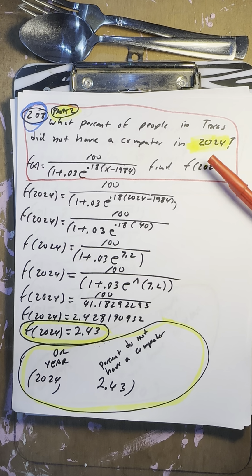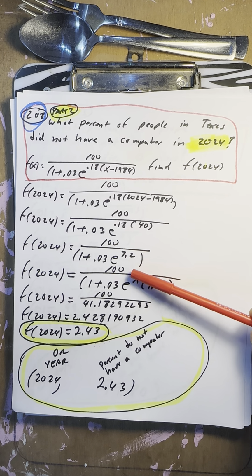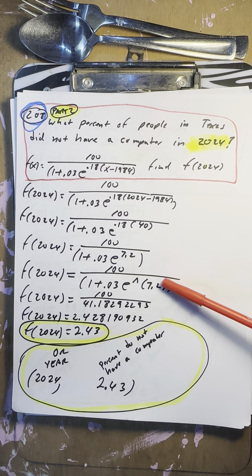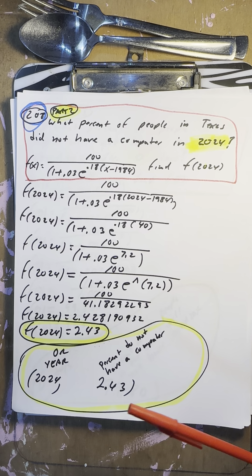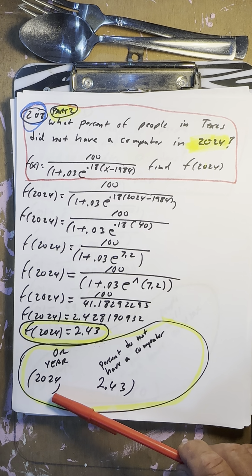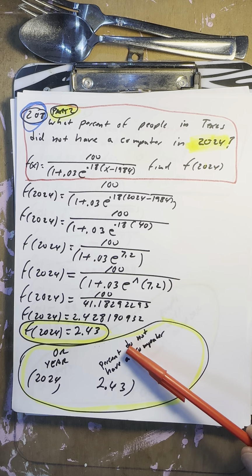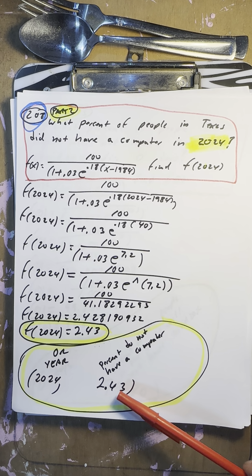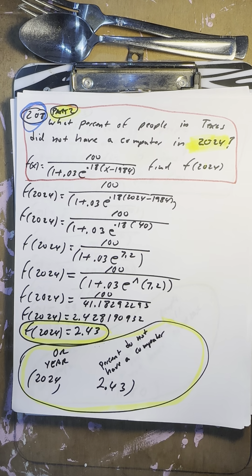All right, so put it in there. 2024 minus this, 40 times that equals e to that number. And all this in the calculator is this. Divide those numbers is this. So in 2024, the year 2024, 2.43% of the people did not have a computer. So in 2024, 2.43% do not have a computer. Everybody else, they have a computer somewhere.